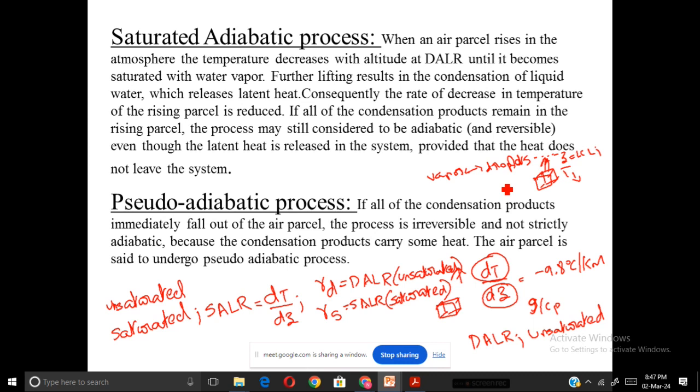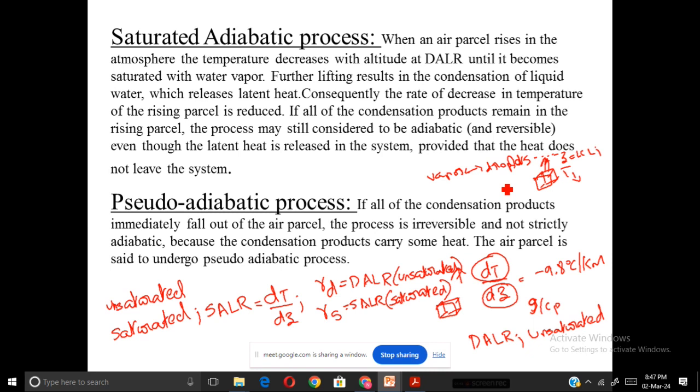So what we did, we have an unsaturated air parcel. We were raising it up in the atmosphere. As we were raising it, the temperature was decreasing. The saturation mixing ratio was decreasing. And at some particular point, the parcel became saturated. So after it became saturated, when we raise the parcel further in the atmosphere, or if we reduce the temperature of the parcel further, then what happens?